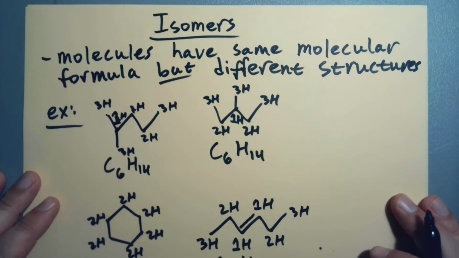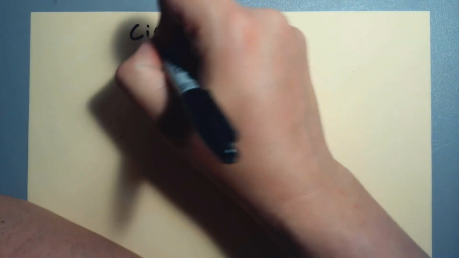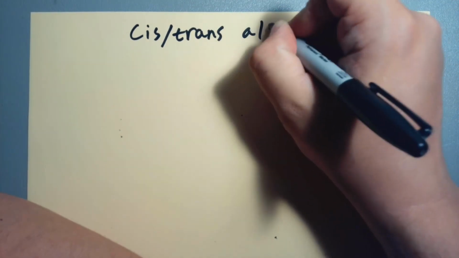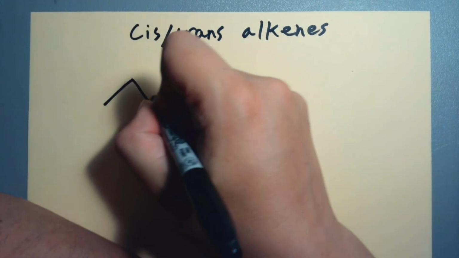There's a few different kinds of isomers. And one that I want to specifically talk about as well are the cis-trans alkenes.